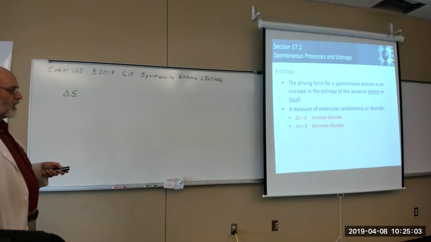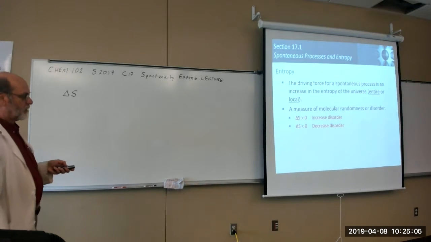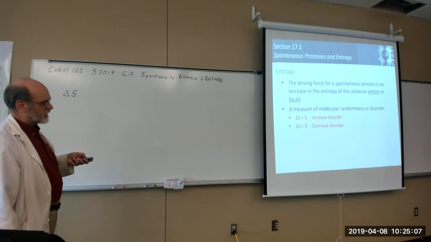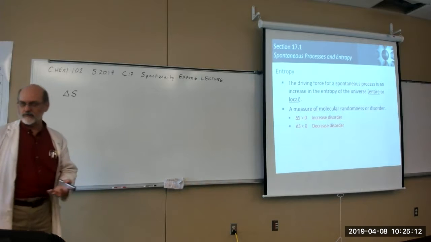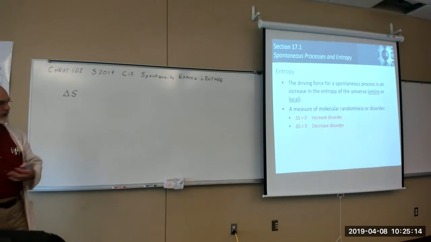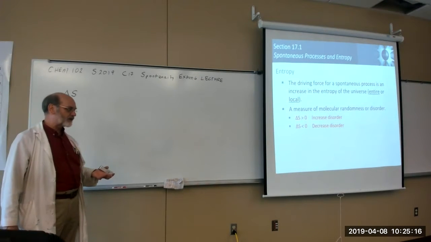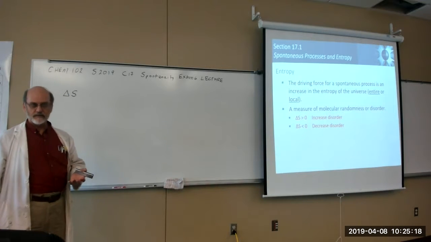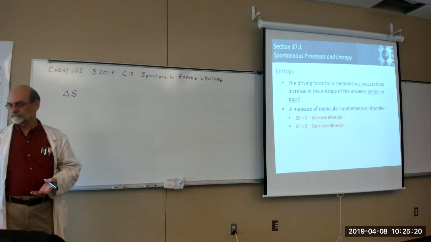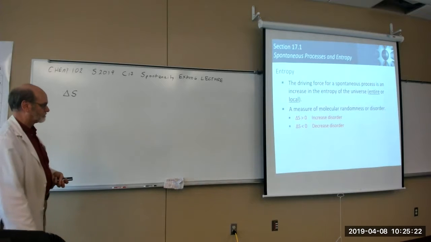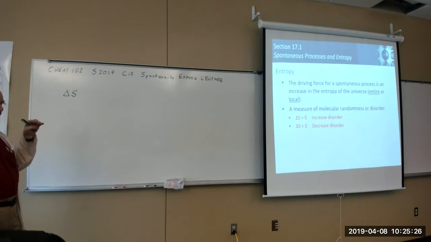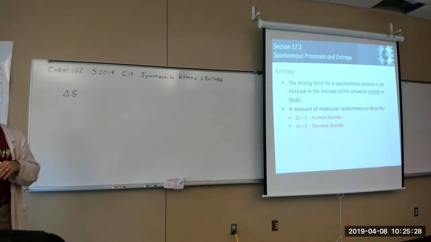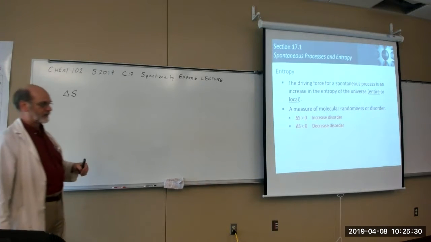So the convention is, if the delta S is greater than 0, then there's an increase in entropy. And if delta S is less than 0, or a negative number, there's a decrease in entropy. So entropy is disorder. Right, we're using that definition for now. We're going to modify it in just a few minutes. But for now, that's fine.